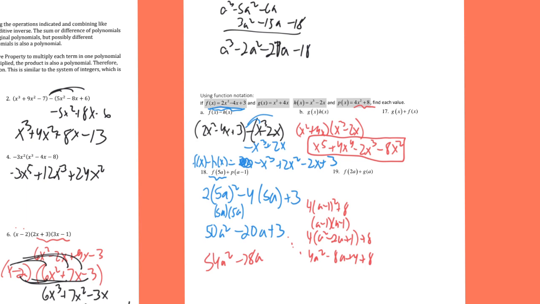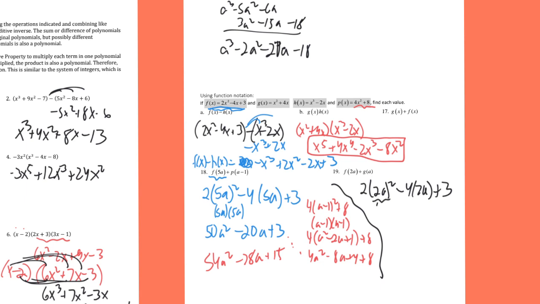Okay, so 54a squared minus 28a, and then it looks like we're going to have plus 15. Okay, and so combining like terms, you would get 54a squared minus 28a, and then plus 15. So I think the last one that we look at over here, you do f of 2a. So f of 2a would be 2 times 2a and then squared minus 4 times 2a and then plus 3.